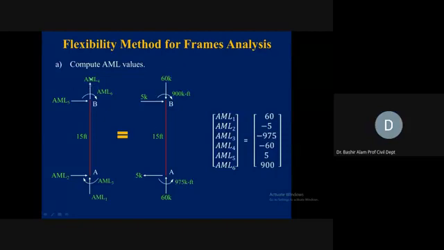Then AML4 upward. 60 is in the downward direction, opposite to this one. So again, it is -60. This is in the same direction, so +5, and 900 in the same direction, so this is 900. These AML values actually correspond to the AM values, where you have the provision to select your positive direction.